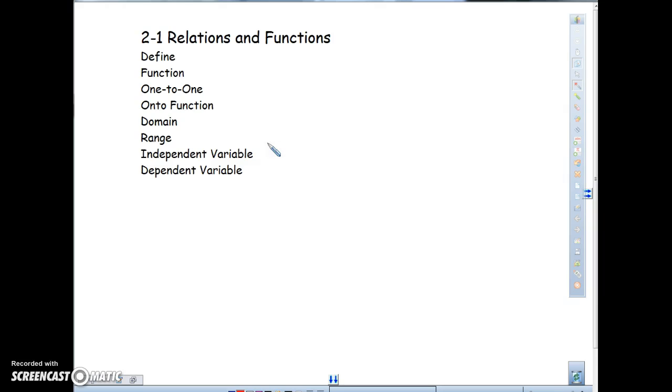Domain is your x values and range is your y values. That's something that's very important. So if you don't remember that from Algebra 1, definitely need to get that down. Domain is x values and range is your y values. So let's talk about some stuff for a second. If I give you these problems, go ahead and write them down with me.